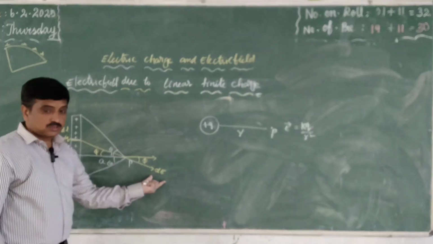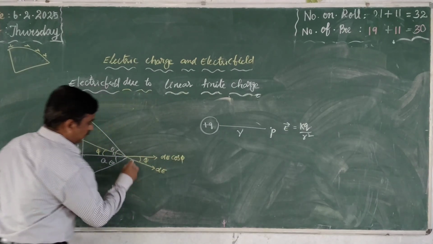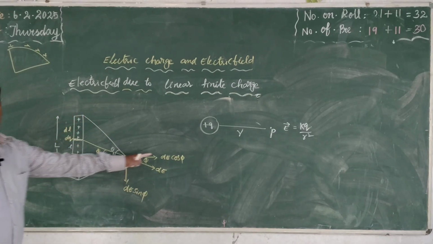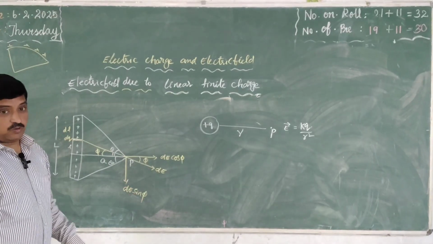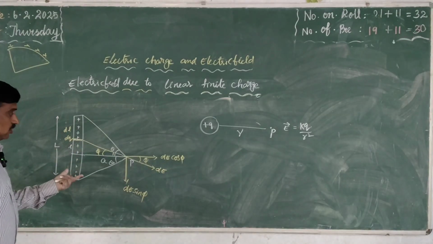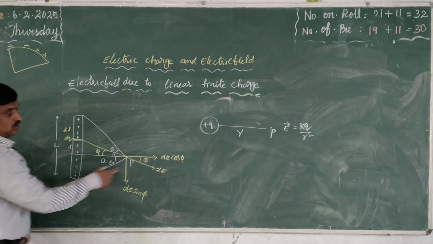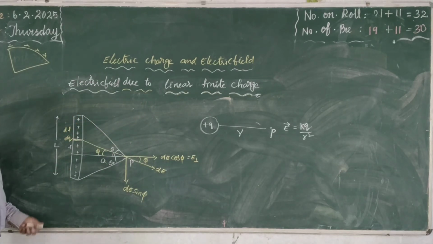This dE has two components. One is dE cos pi, another component is dE sin pi. Which side theta is there, that is dE cos pi, and the opposite is dE sin pi. We have two components: one is perpendicular to this linear charge, the horizontal component, and the other is the vertical component. Perpendicular to this linear finite charge is dE cos pi, and parallel is dE sin pi. So this is the electric field due to the dq charge.